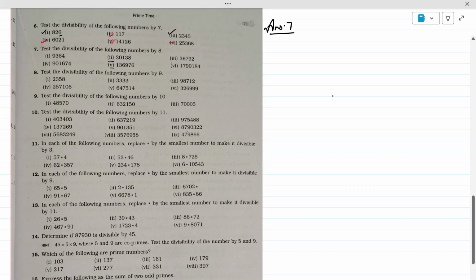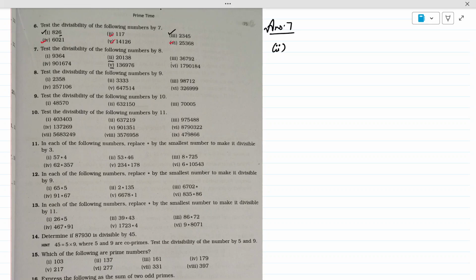So in the next question, we have to check if the number is divisible by 8 or not. Kids, here I am picking these two, second and fifth. And what is the criteria? The criteria is that the last three numbers should be divisible by 8. Right? So how can we do this?